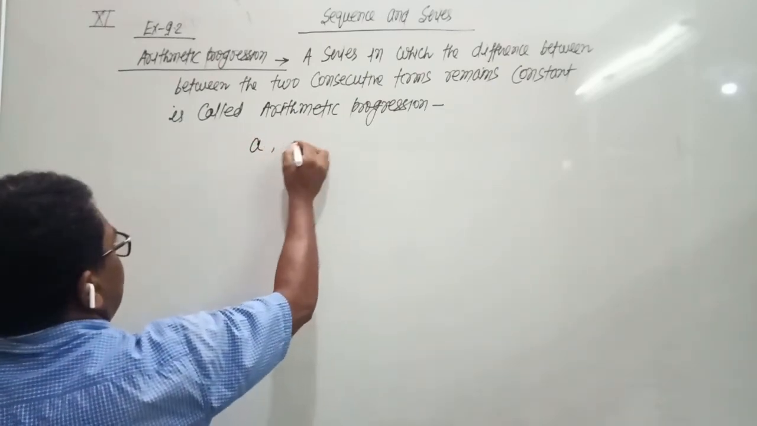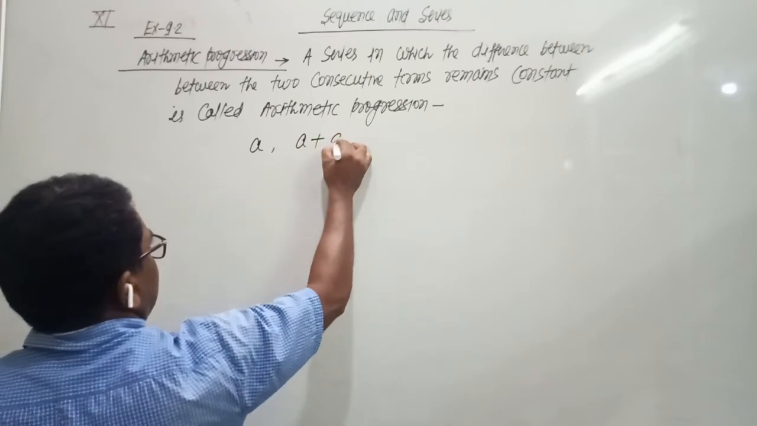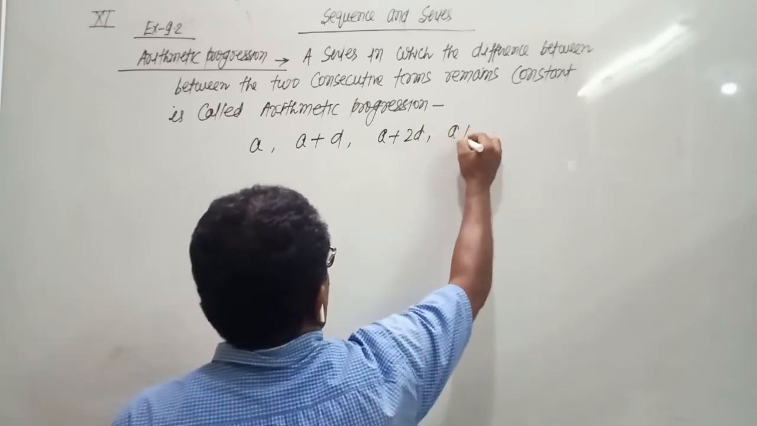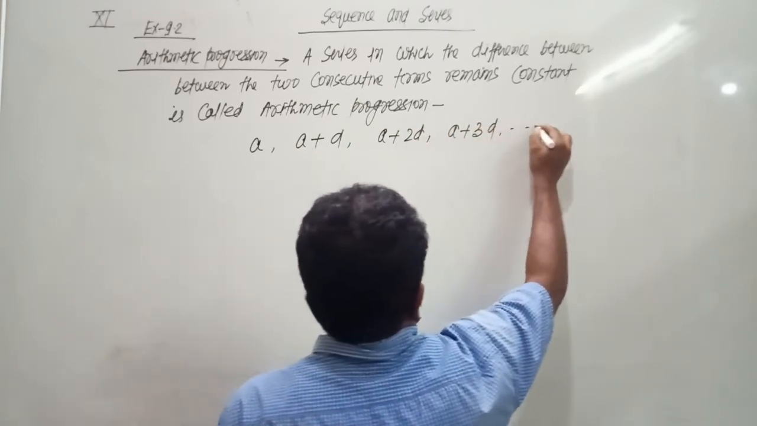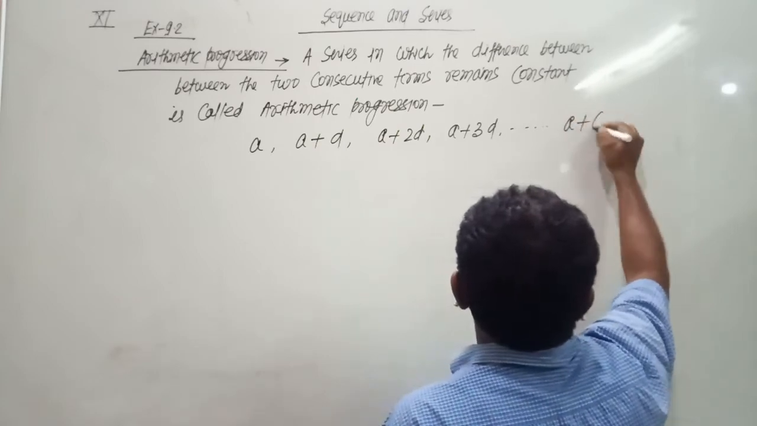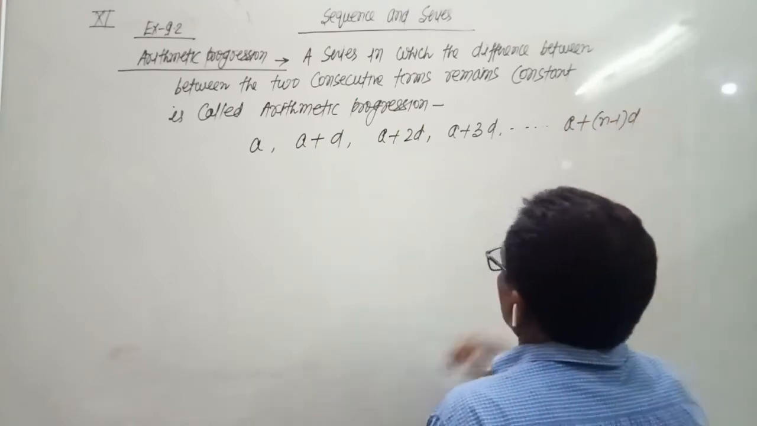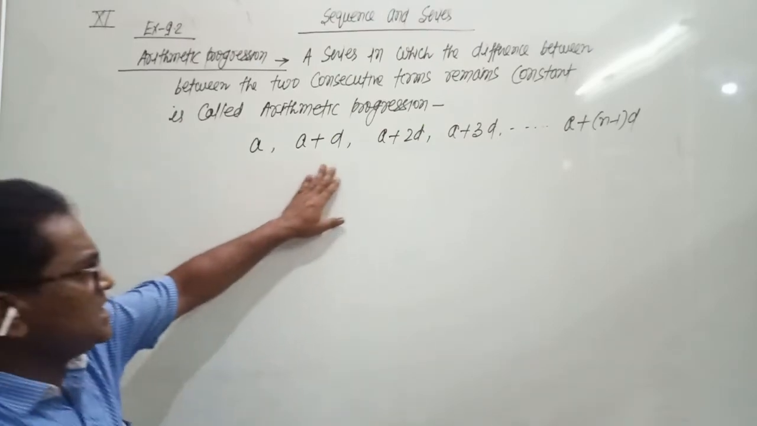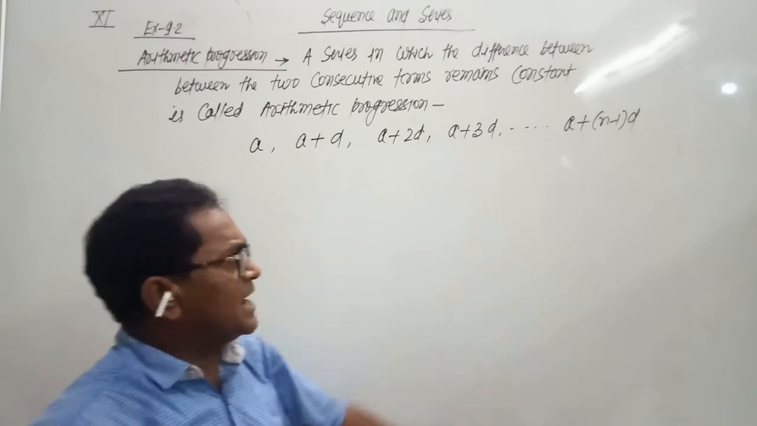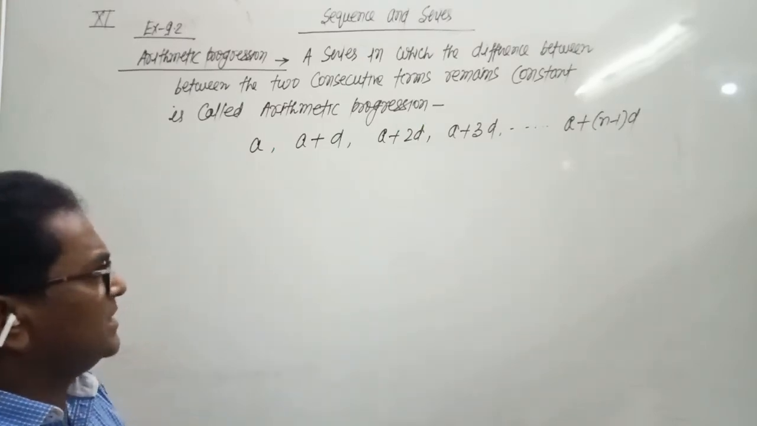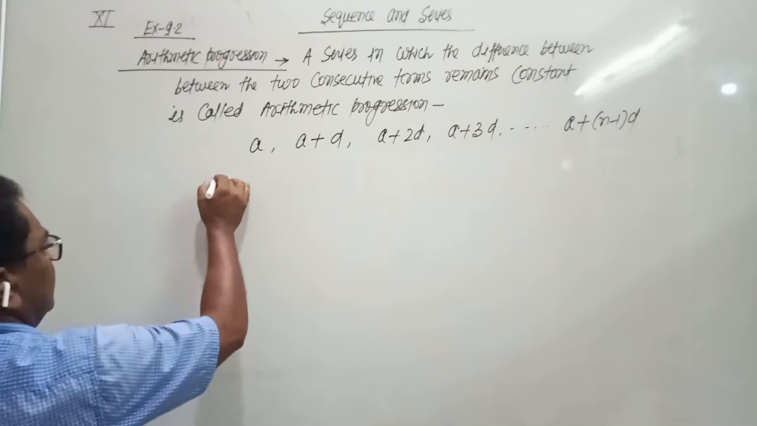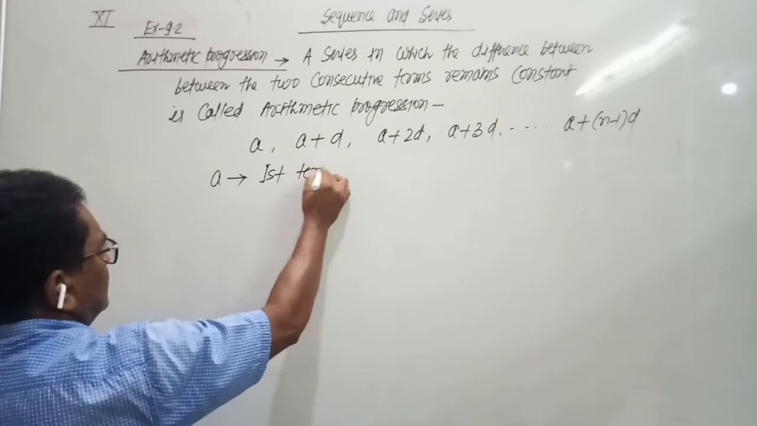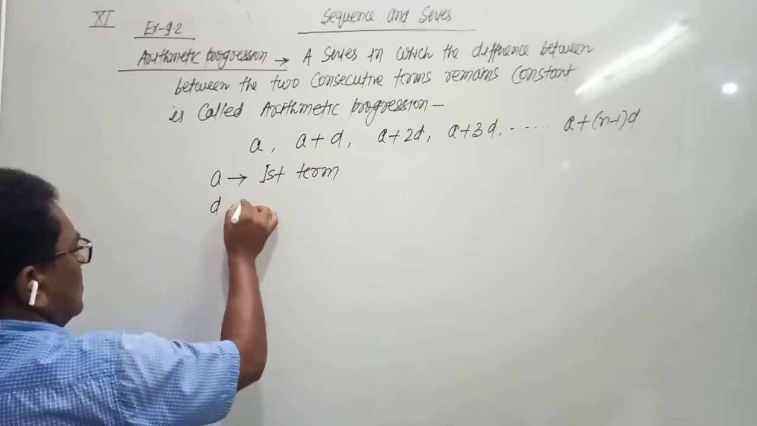As for example, arithmetic progression is represented by a, a plus d, a plus 2d, a plus 3d, dash dash, a plus n minus 1 d, where a is the first term and d is the common difference.